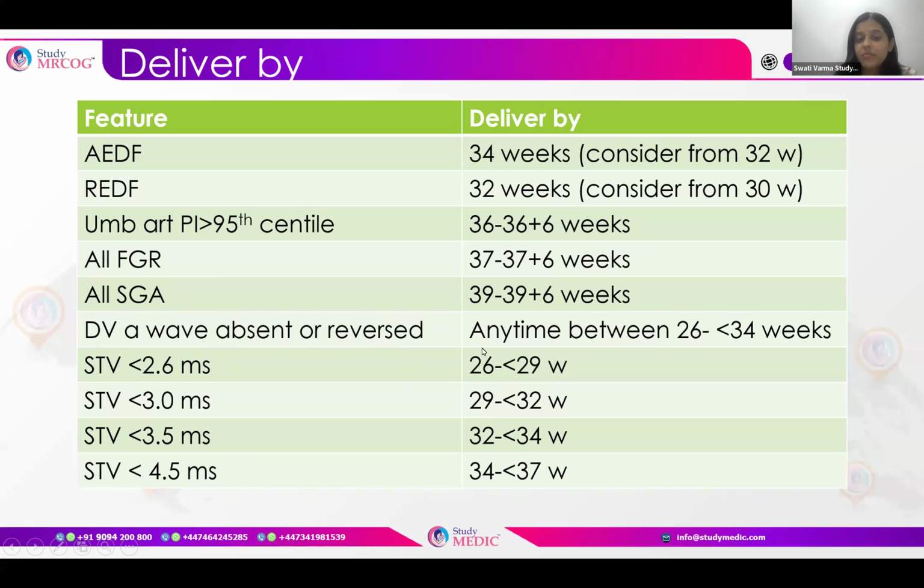And what about STV? This confusing number: between 26 to less than 29 weeks, deliver if it is less than 2.6; 29 to less than 32 weeks, deliver if it is less than 3 millisecond; between 32 to less than 34 weeks, deliver if STV is less than 3.5 milliseconds; and between 34 to less than 37 weeks, you have to use 4.5. The 2.6, 3, 3.5, 4.5. These four numbers are important for STV. And in AEDF or REDF, you have to prefer C-section. Umbilical artery PI more than 95th centile, you can go for vaginal delivery. And in DV and STV abnormalities, preferably go for cesarean section.